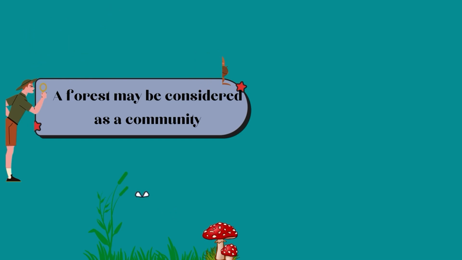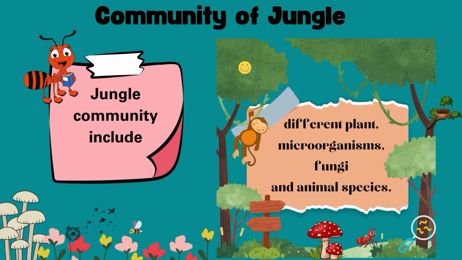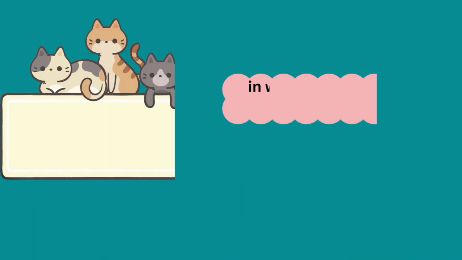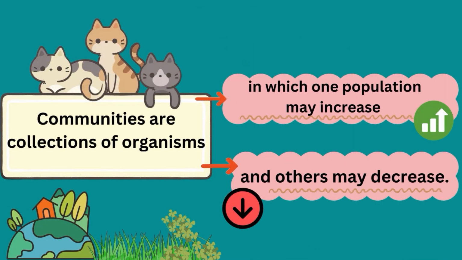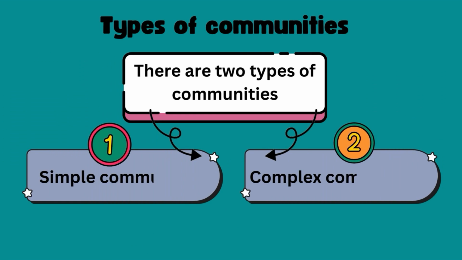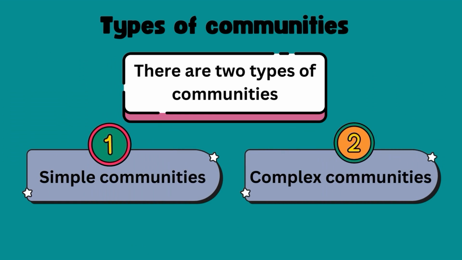A jungle community includes different plants, microorganisms, fungi and animal species. Communities are collections of organisms in which one population may increase and others may decrease. There are two types of communities: simple communities and complex communities.